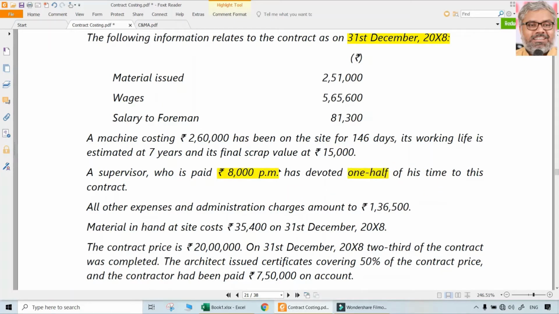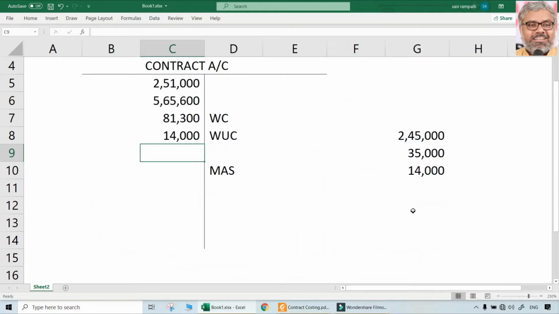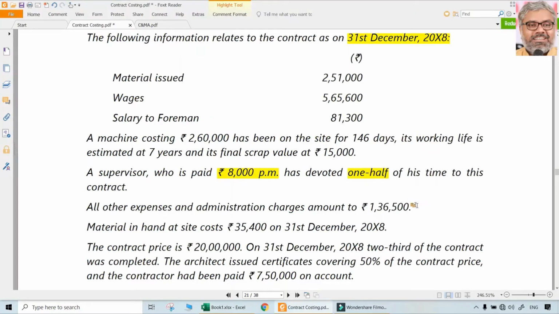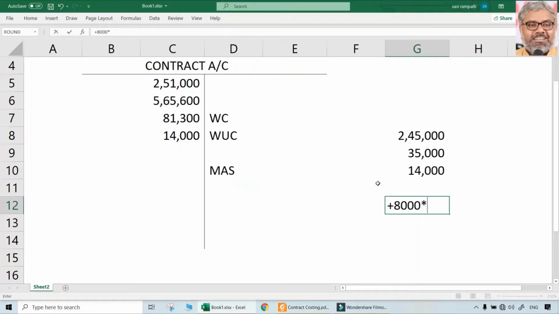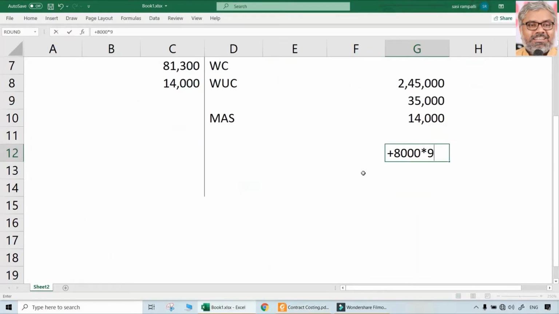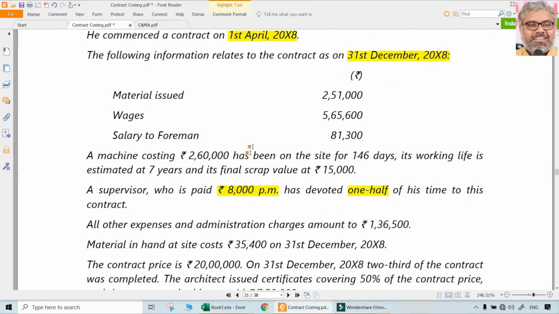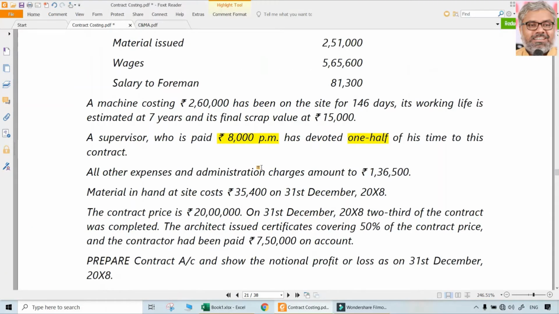Then a supervisor who was paid 8,000 rupees per month has devoted one half of his time. One half means half. People sometimes take one half to mean one and a half. No, one and a half is different, one half is different. Wherever one half is mentioned, it is half of his time to this contract. Okay, 8,000 per month. Again, this can be calculated separately. How many months? Not 12 months. This contract started only on April 1st, and we are preparing accounts on 31st December, so only 9 months divided by 2, because he devoted only half of the time to this contract. So the total salary for this supervisor that can be charged to the contract is only 36,000.